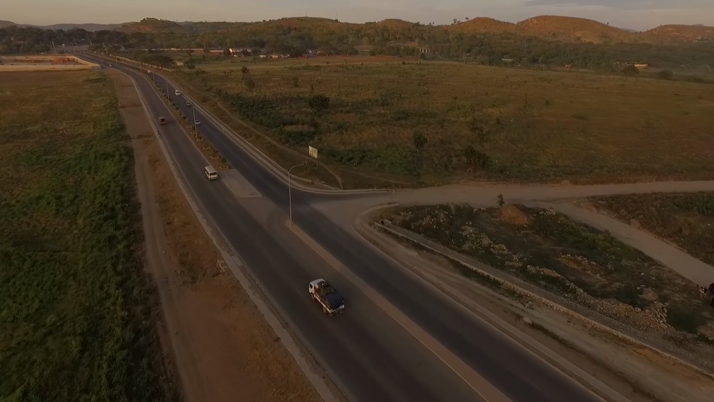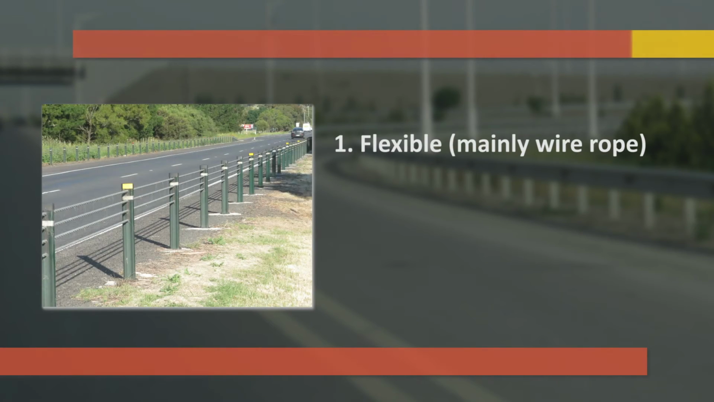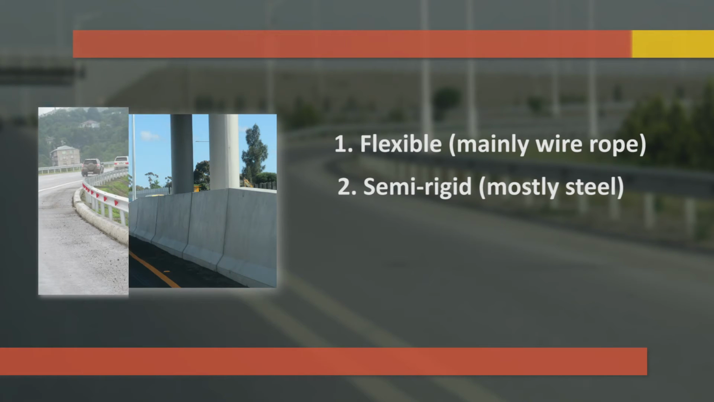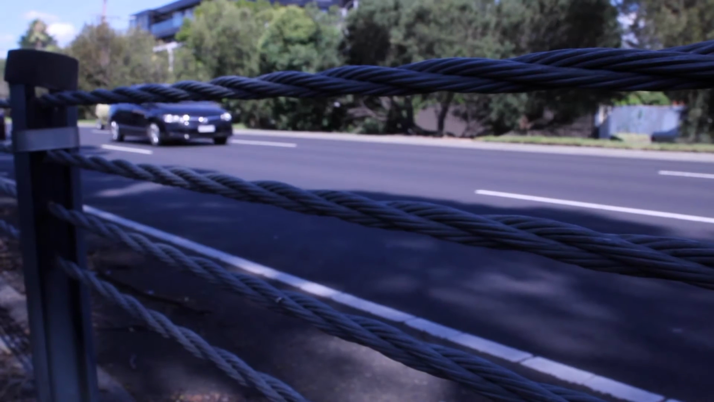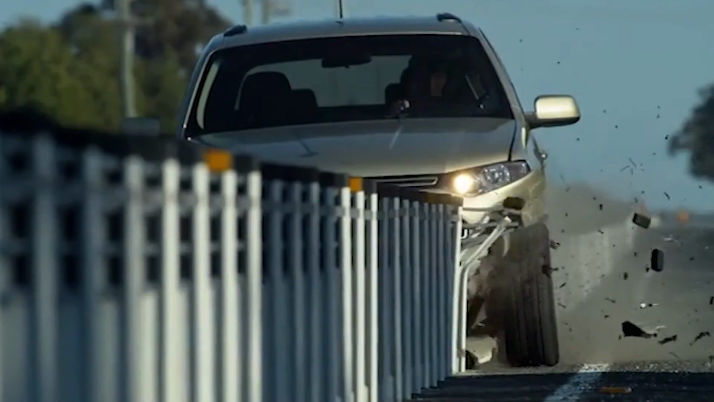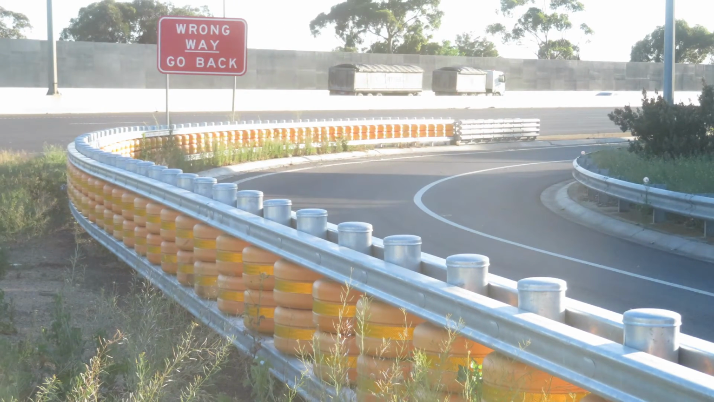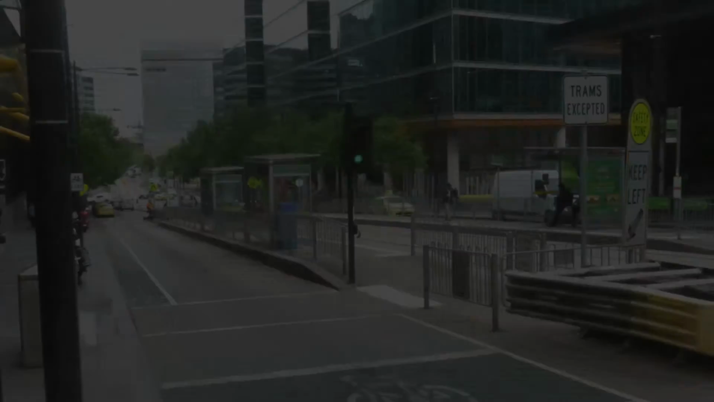Finally, when we have investigated all other options, we may decide to install safety barrier. There are 3 categories of safety barrier: flexible, mainly wire rope; semi-rigid, mostly steel; and rigid barriers, mainly concrete. Each category of barrier has benefits and limitations that make them suitable for some locations but unsuitable for others. All must be installed correctly and then well maintained. The CAREC manual and workshops offer a lot more information to guide your understanding of safety barriers.